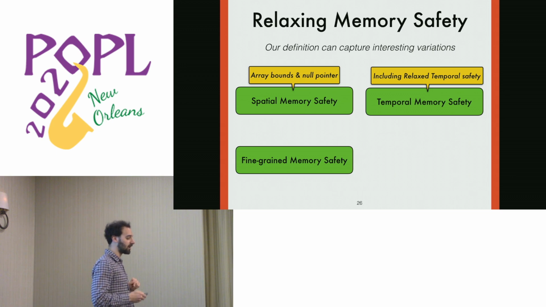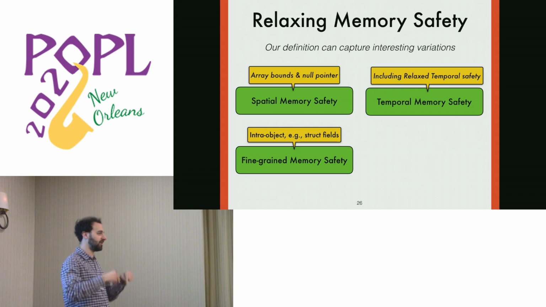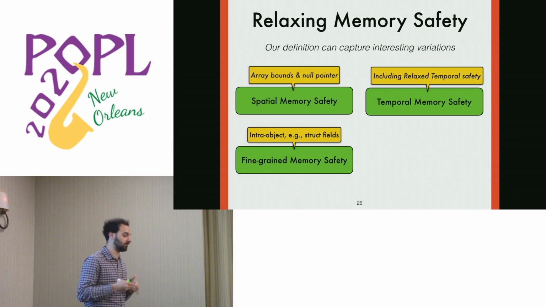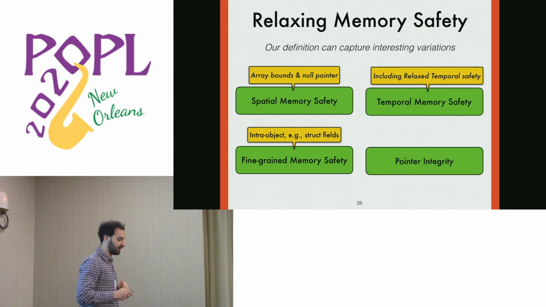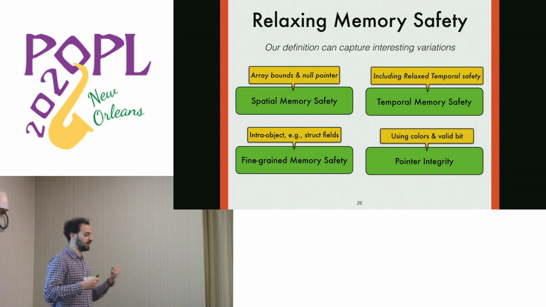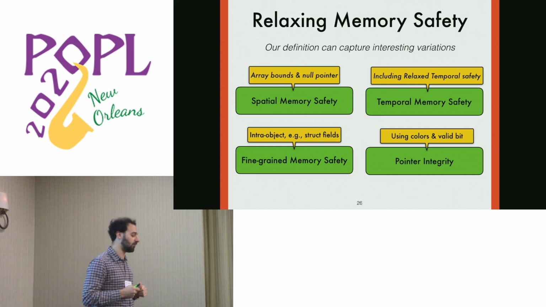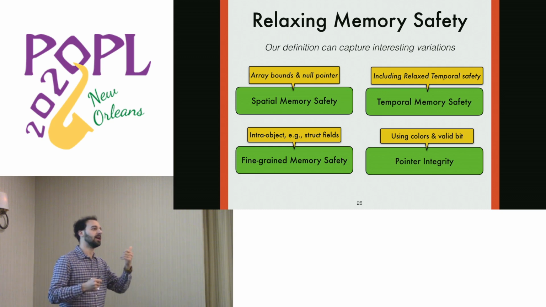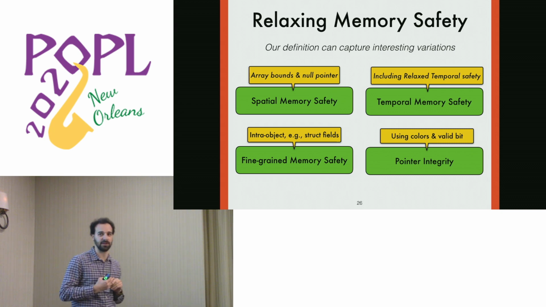We can also talk about fine-grained memory safety, that is memory safety within objects. So these could be structs with different fields, and you could overflow from one field to another. And pointer integrity as well. So using colors, basically we match pointers and locations, and we need to store one extra bit to check whether pointers are still valid and are not, for instance, forged using casts.